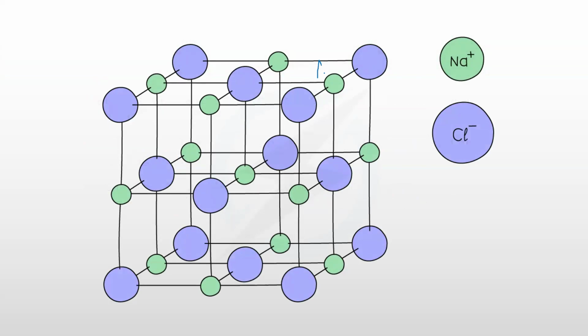You will have a lot of positive ions surrounded by a lot of negative ions as well. They are all surrounded by negative ions. The green ones are the positive ions. So this is what we call a 3D lattice structure. Got it?